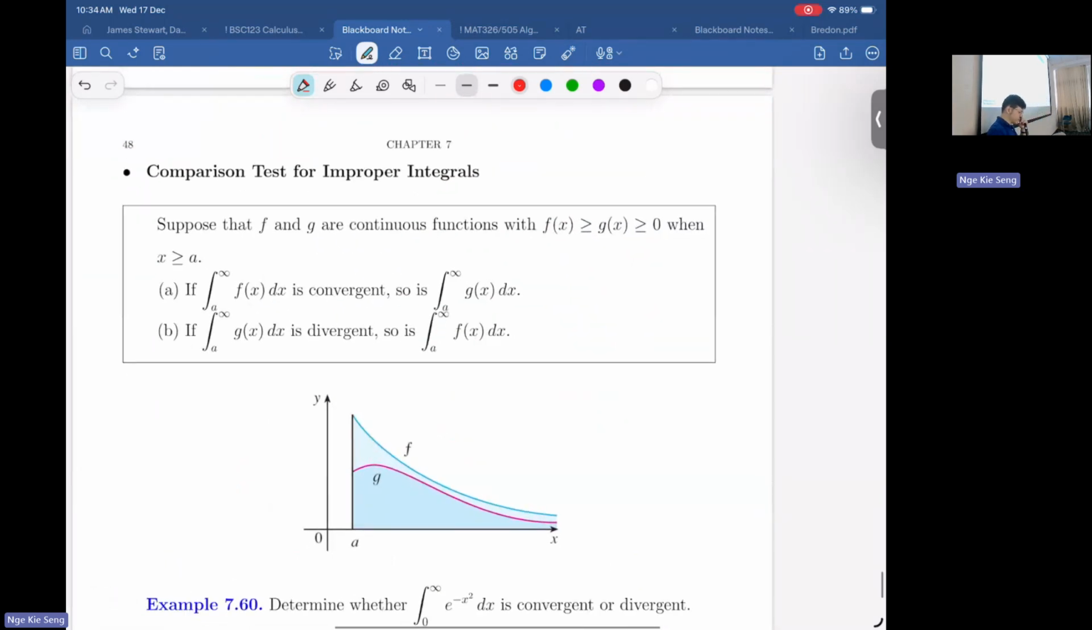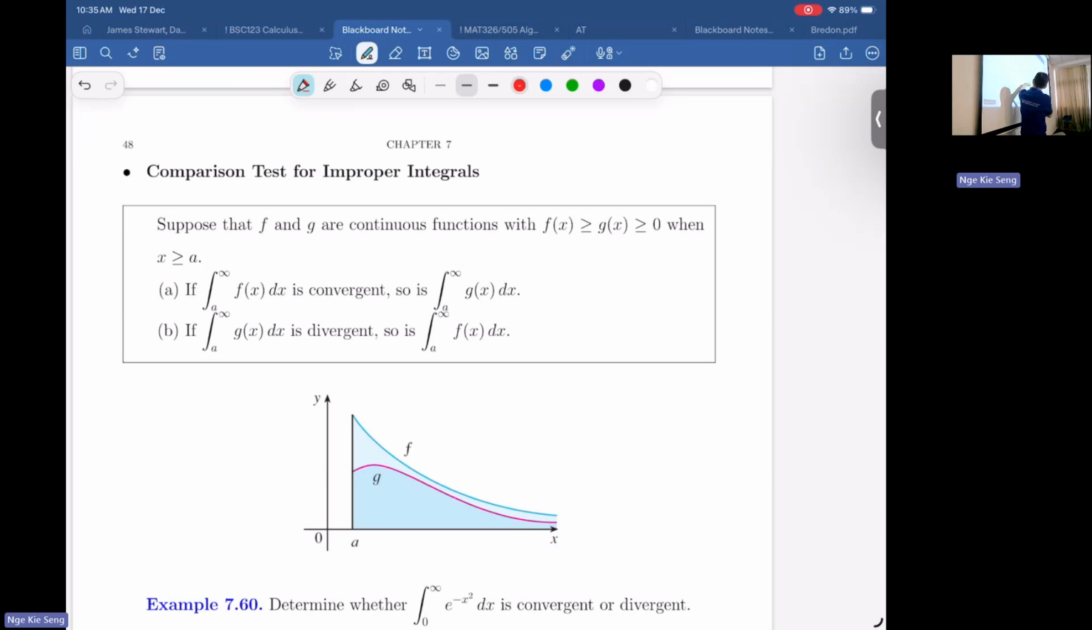Then we will have a comparison test for improper integrals here. Suppose f and g are continuous functions, with f(x) on top of g(x). You can look at the picture down there. So f(x) is above g(x), and both of them are greater than or equal to 0. Then if the integral of f(x) from a to infinity converges, from a finite a to infinity, then the integral of g(x) from a to infinity also converges. Does it make sense? Because g is below f, g will bound less area than f. So if the area of f is finite, the area of g is also finite.